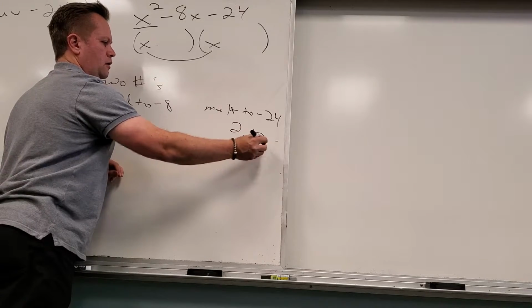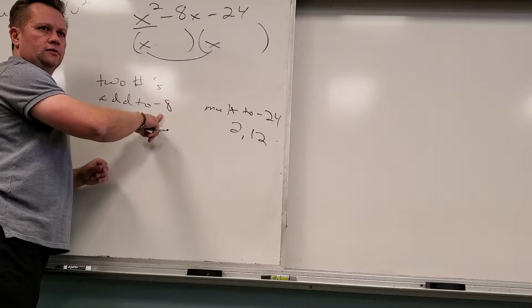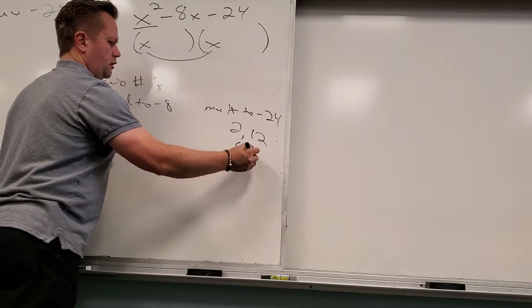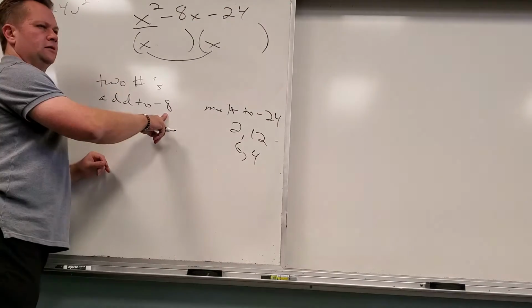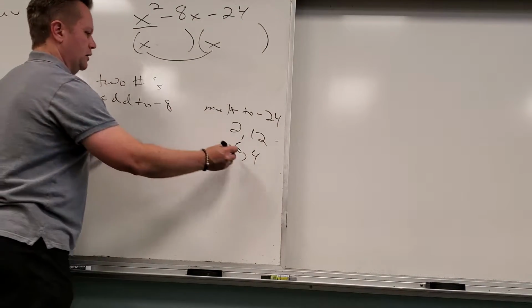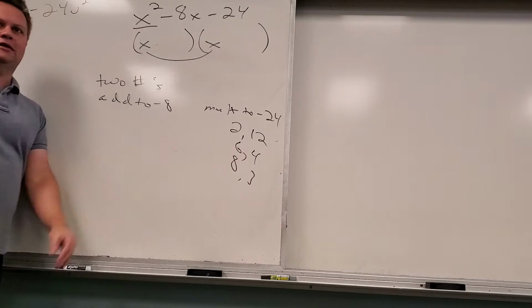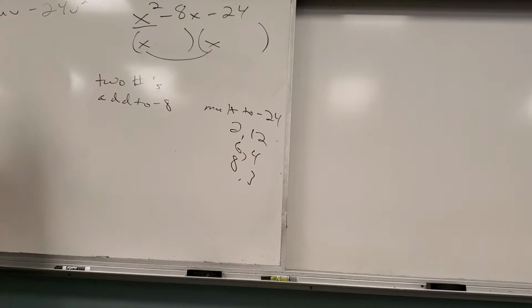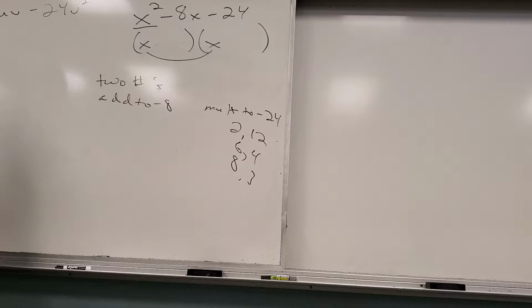2 and 12, but they won't make negative 8. 6 and 4, but they won't make negative 8. 8 and 3, but they won't make negative 8. So actually, is this thing even factorable? No. Yeah, that's where I got stuck. I was hoping it would be factorable.